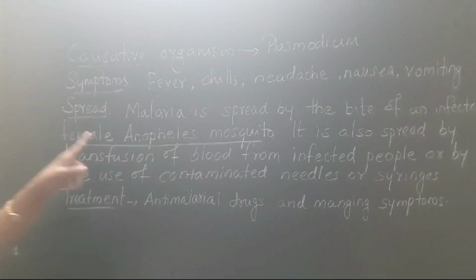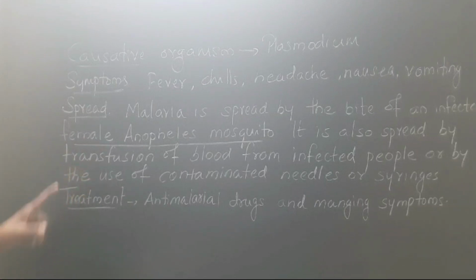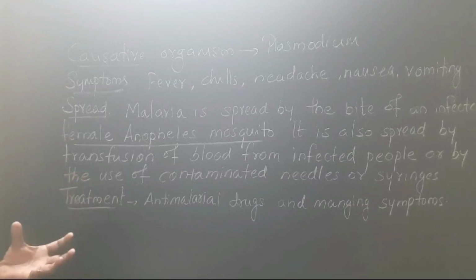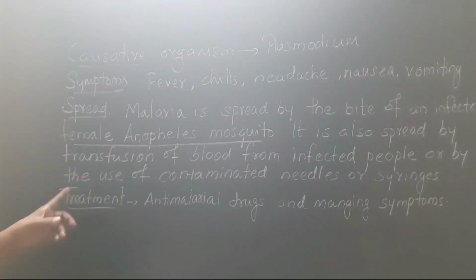Not only by the bite of an infected female Anopheles mosquito, but it also spreads by transfusion of blood from infected people. If a person already has malaria and we transfuse their blood to another person, then the second person who received the blood also gets the disease, which is malaria.